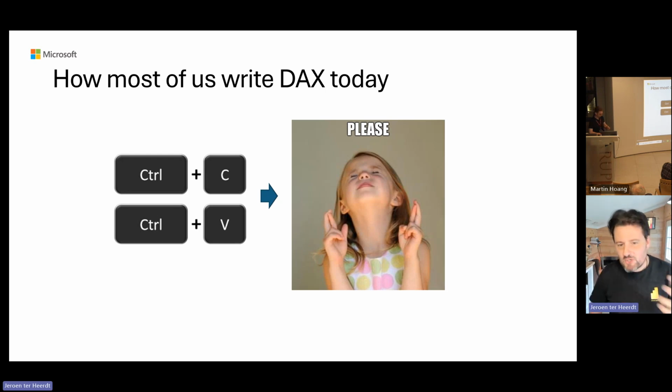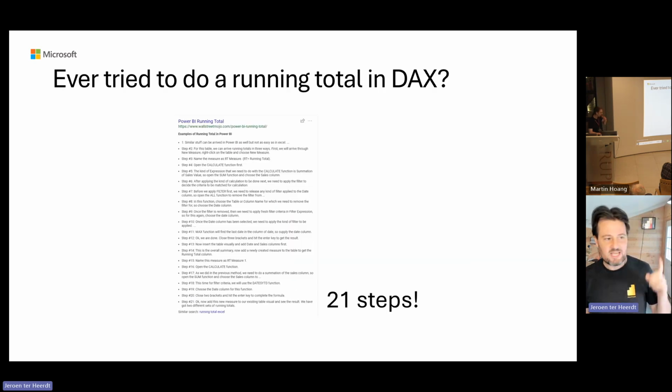If you start searching for this, very quickly, you'll find this website or this search result, and it lists 21 steps to doing a running total in DAX. 21. Let that sink in. We're not talking about rocket science here. We're talking about basic math. 21 steps. You see why that's a problem? This should not be that hard. It is 20 steps too many, if you ask me.